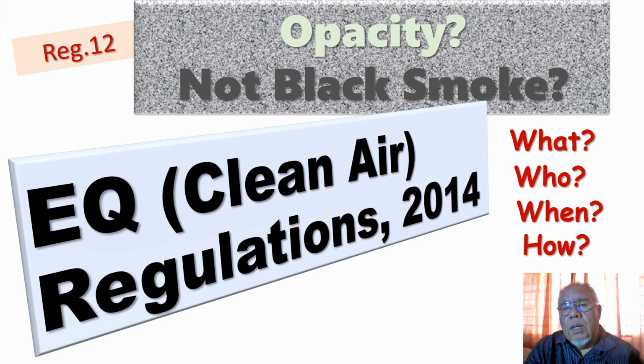Kalau dulu, 1978 punya regulation tu is about black smoke, yeah. It's only about black smoke from Ringelmann chart yang kita pakai itu Ringelmann chart, itu bahasa Jerman sebenarnya. Ringelmann chart number 1 right up to number 5. Kita akan lihat sebentar lagi. But this particular regulation is not about black smoke.